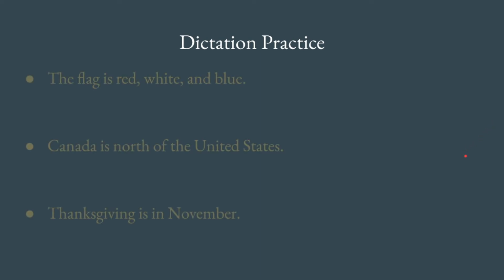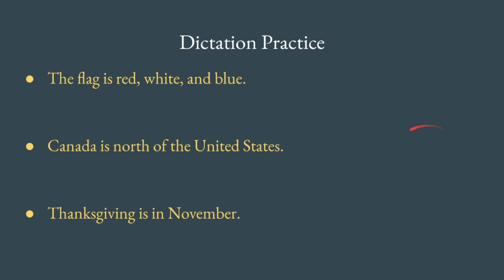All right, so this is what your sentences should look like. The flag is red, white, and blue. That's what it should look like. Make sure that yours looks the same. And if it didn't look the same, that's okay. We're practicing dictation to get you better because during the citizenship interview, you will have to be able to write a sentence that you hear the interviewer say. If you can do that, you will pass the writing portion of your interview. So that's what we're practicing here.